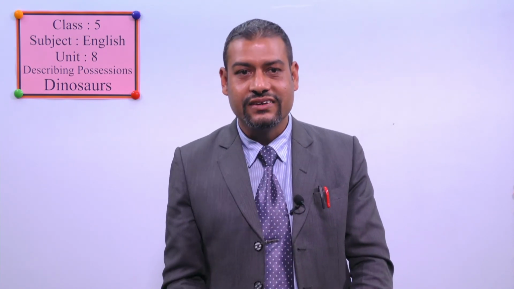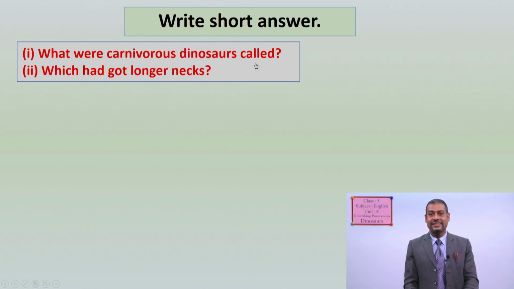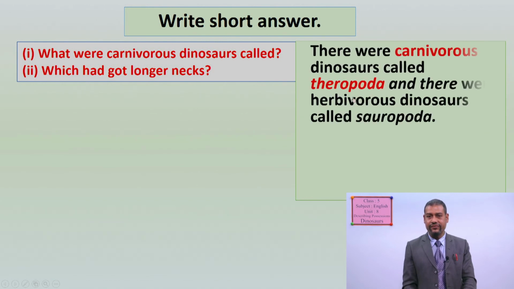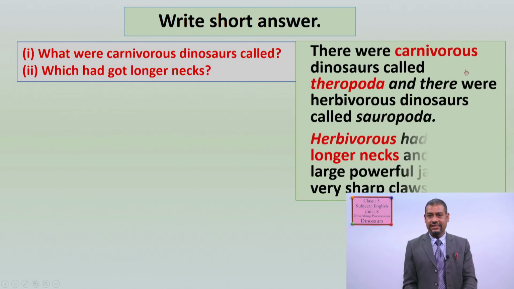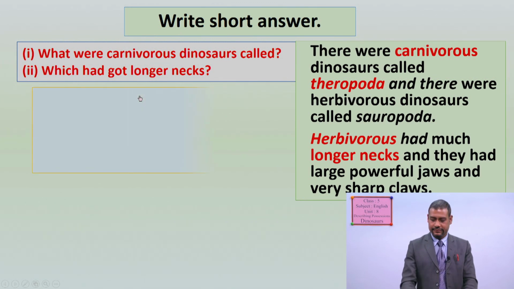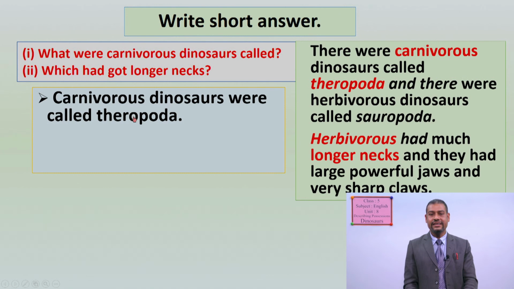Now let me ask you a few questions. Write short answer. See, what were carnivorous dinosaurs called? You can find the answer from this paragraph. This is the picture. From here you can find. Okay. See, there were carnivorous. See, carnivorous dinosaurs were called theropoda. These are the main words. You have to find out the answer from your passage. So your answer should be, let's say, carnivorous dinosaurs were called theropoda.